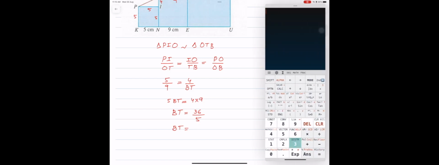Or you can use your calculator. 36 divided by 5 is 7.2. So BT is 7.2, TE is 9, and the total length will be 9 plus 7.2, which is 16.2. You can write it here. BE is 9 plus 7.2, and that is 16.2.